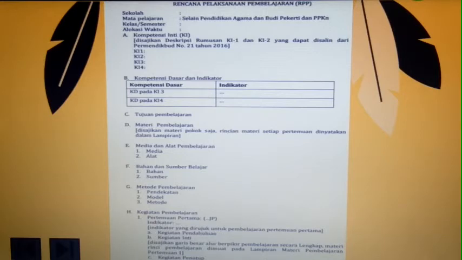Learning activities. In learning activities, there are several meetings. One meeting includes preliminary activities, core activities, and closing activities. Preliminary activities include such things as creating a pleasant learning atmosphere and delivering the competencies to be achieved and their benefits in everyday life. Core activities include such things as determining the topic to be studied. Closing activities include such things as the teacher giving assignments to students. The assignment material is given as an attachment to the lesson plan.